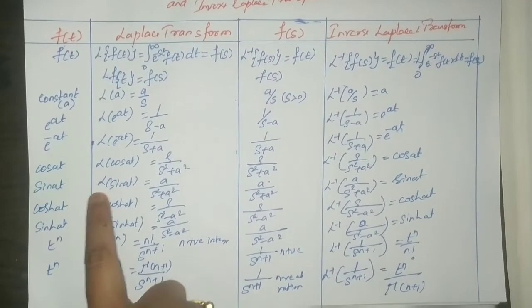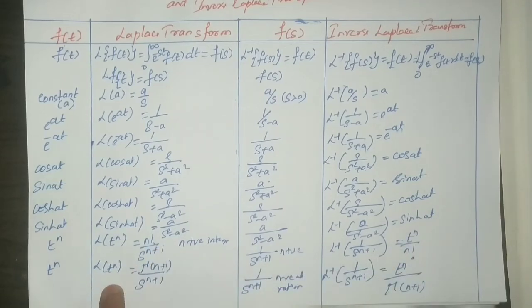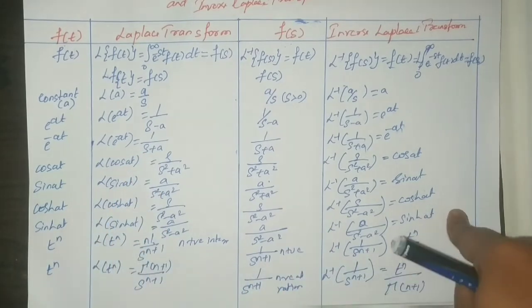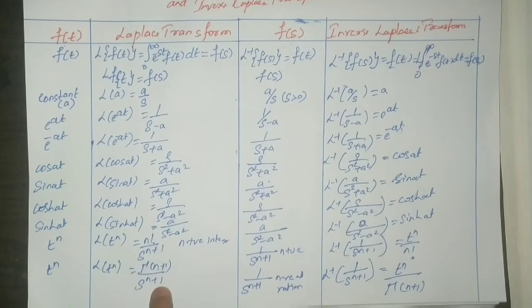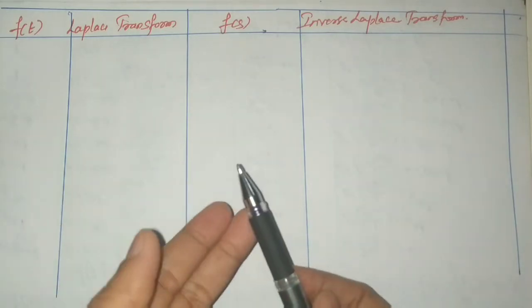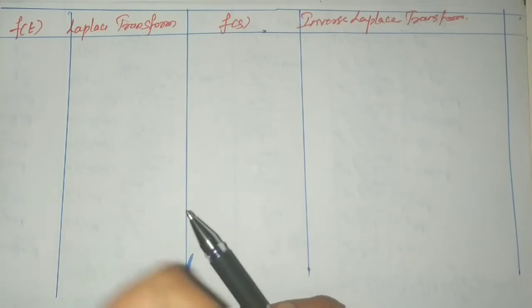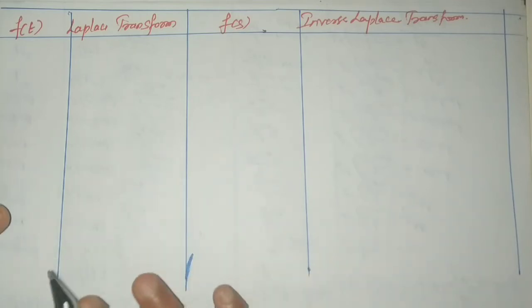So this is how you have to compare the transformations and inverse transformations. It's better to learn the transformation. The inverse you can automatically get by transforming the functions. So now let us have a comparison of products of functions. Whenever you have a function with an exponential, a function with a trigonometric, or a function of inverse form, we'll have a comparison between them.